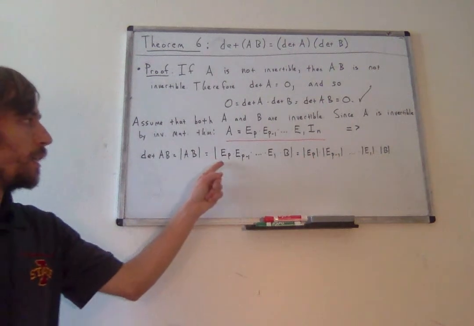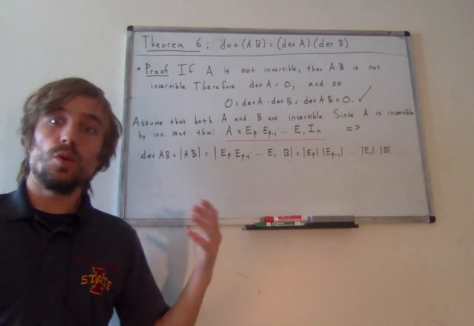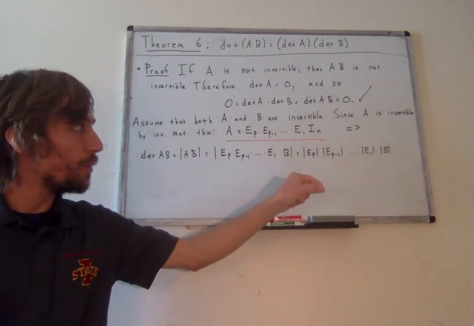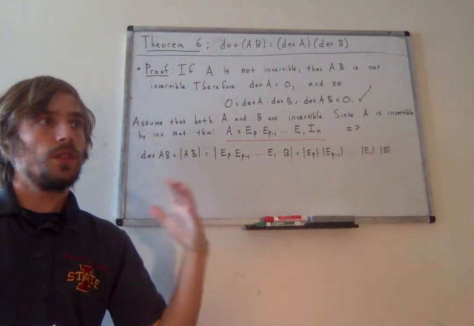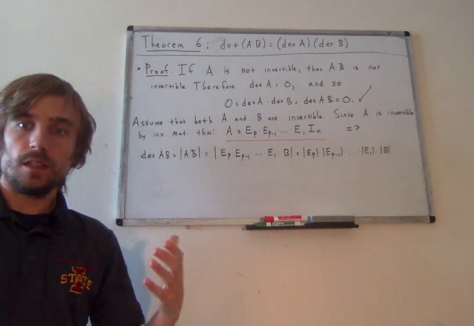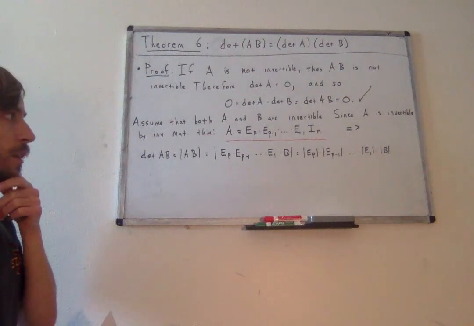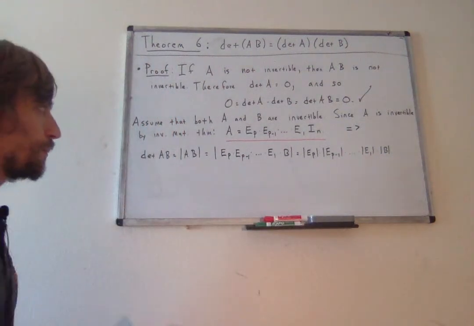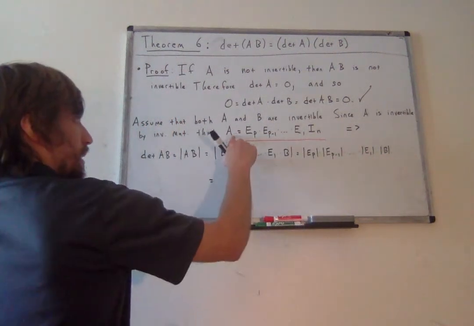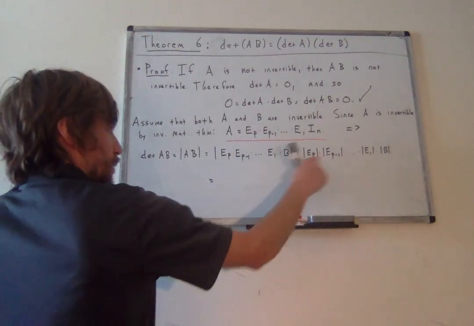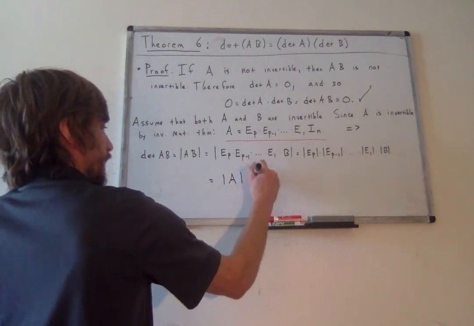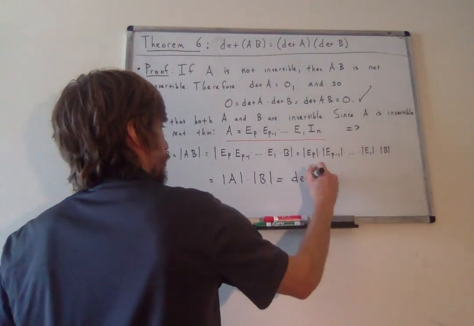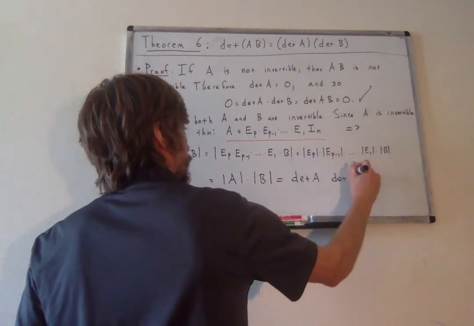Remember, each one of these is an elementary matrix corresponding to a row operation, and we showed that each individual determinant of the elementary matrix corresponds to the same way that a row operation would affect a matrix. So I can pull these out, multiply by each of their individual determinants, and multiply by B. But since A is equal to this product, that is just equal to the determinant of A. And sure enough, this is equal to the determinant of A times the determinant of B.